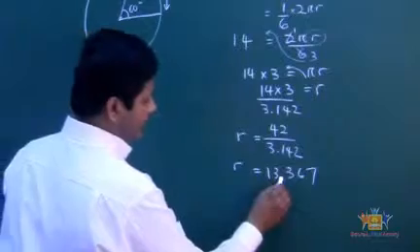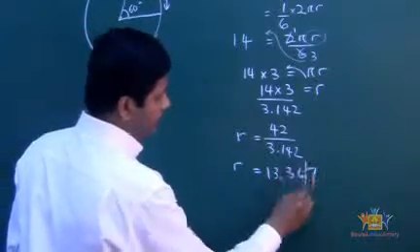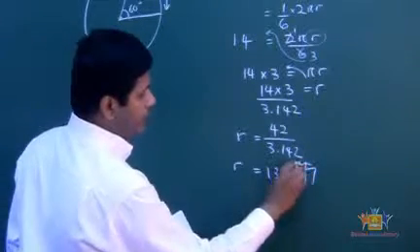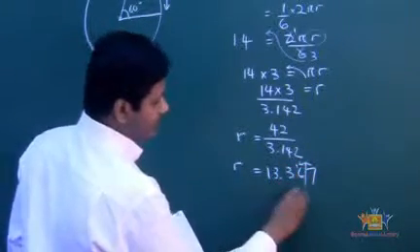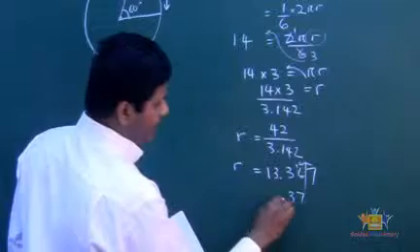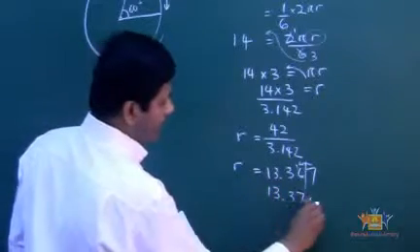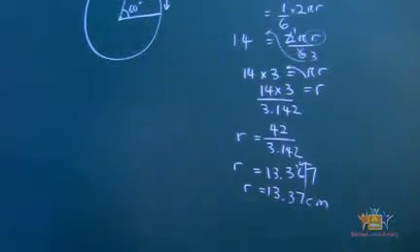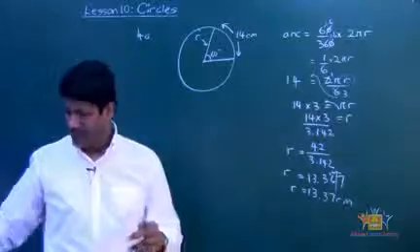Alright, so that's a decimal right there. 2 decimal, 1, 2. Put a line right there. 7 is greater than 5, so I'm going to add 1 to 6. So 1 plus 6 becomes 7, 3, and then put the decimal. 3, 1, right there. And then put the unit, centimeters. The radius is 13.37 centimeters. Alright? Alright, let's do problem B.